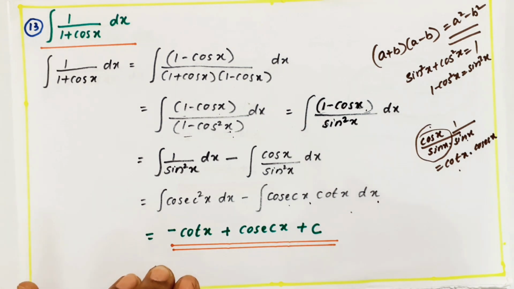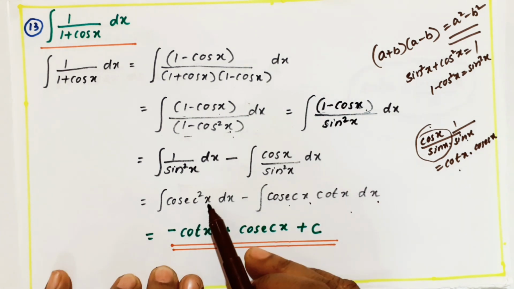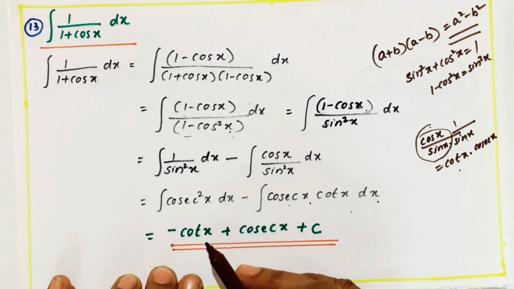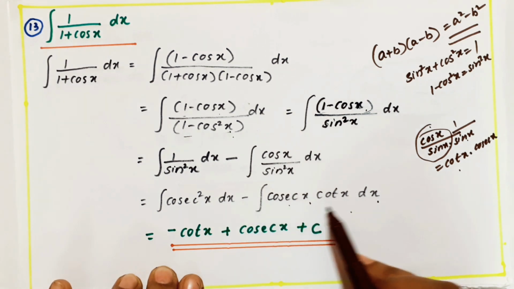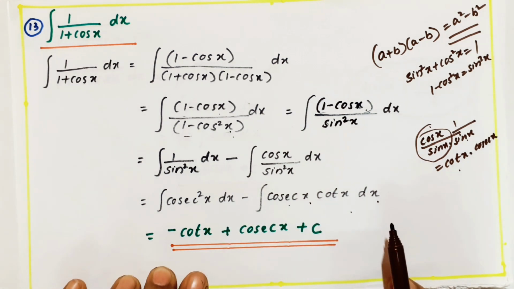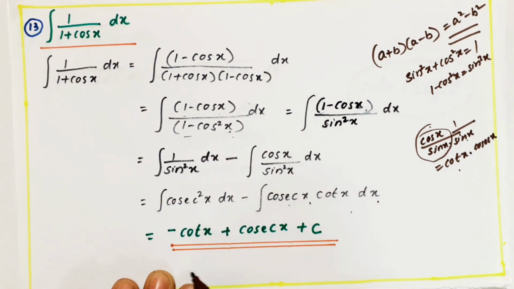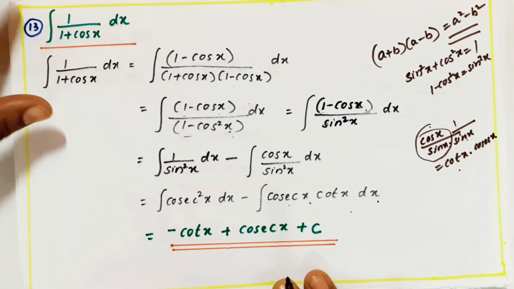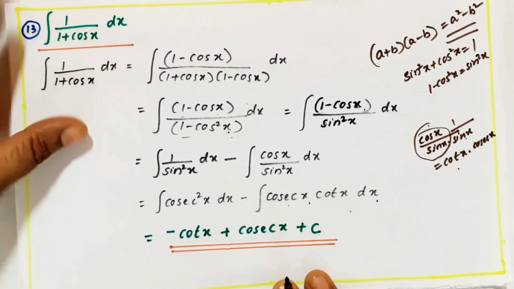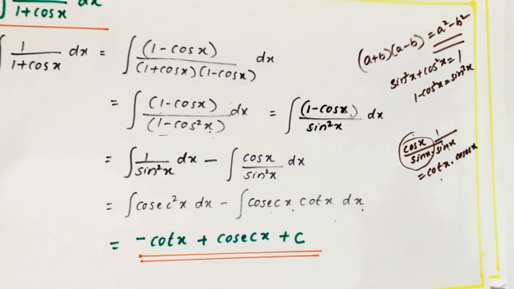So it's very important that you remember the standard results. Then only you can do the questions fast. By seeing this itself you should remember integral of cosec square x is minus cot x, and integral of cosec x cot x is minus cosec x. Remember the standard results so you can do the sums easily. So the answer for integral of 1 by 1 plus cos x is minus cot x plus cosec x plus c, where c is the constant of integration.